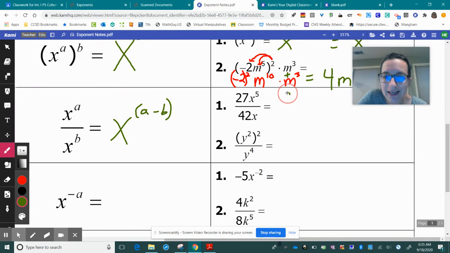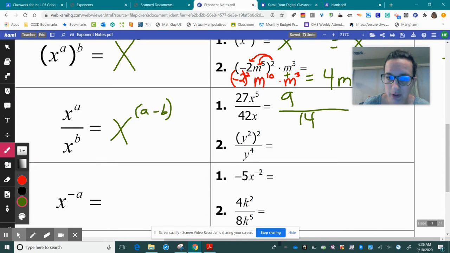27 divided by 3 is 9. Oh, that's a scary looking 9. Here, let me do it like this. There, that's better. 42 divided by 3 will give us 14. Okay. We just treat it like a fraction.